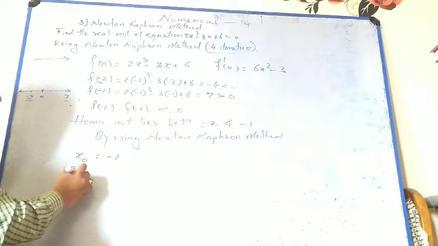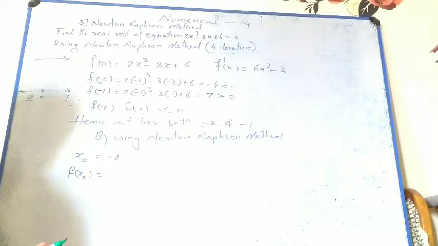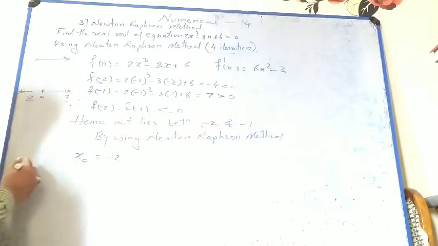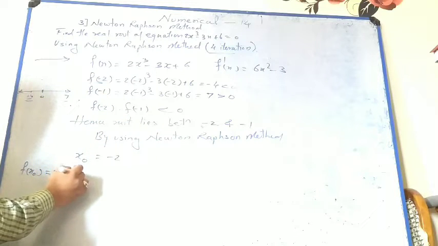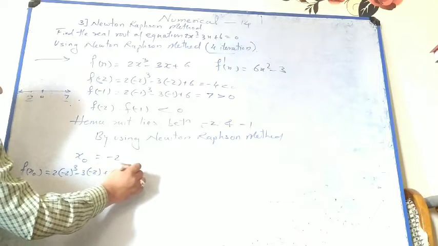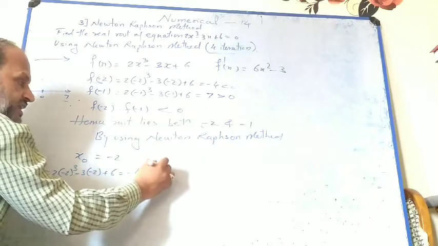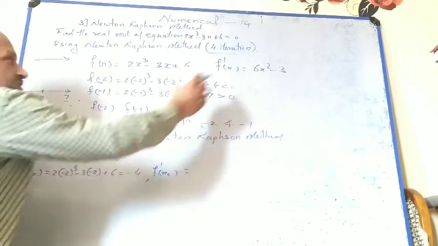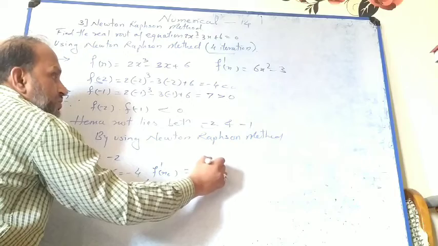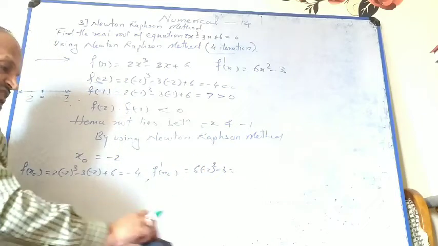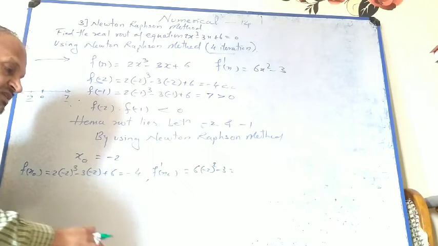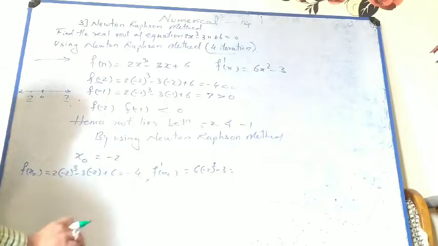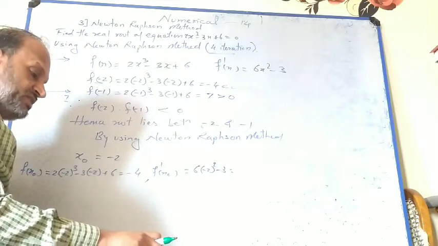Then you start with f of x0. Substitute here. Wherever x is there, you substitute -2. So 2 times (-2) cubed minus 3 times (-2) plus 6 will come to -4. Then you find f dash x0. Substitute here: 6 times (-2) squared minus 3. You will get the value 21.